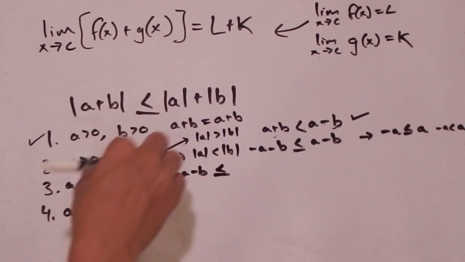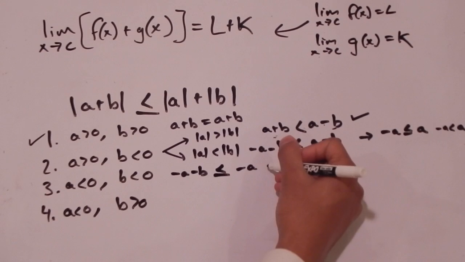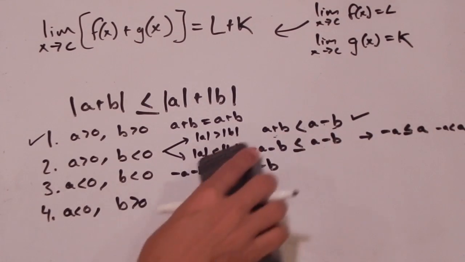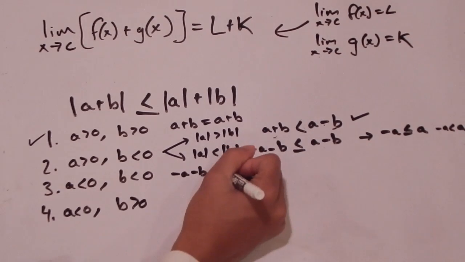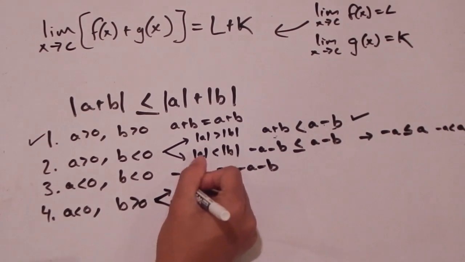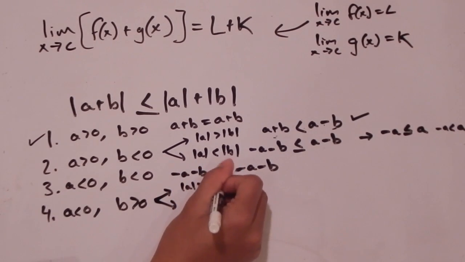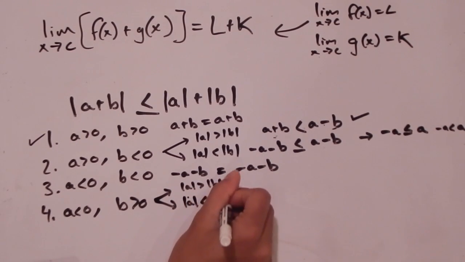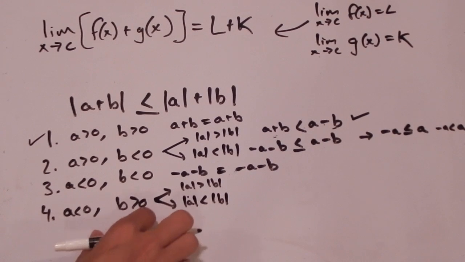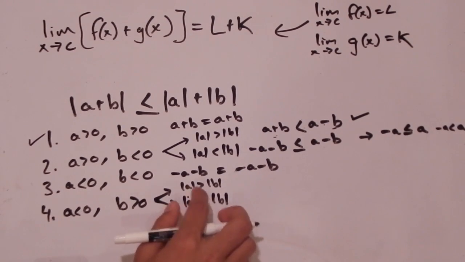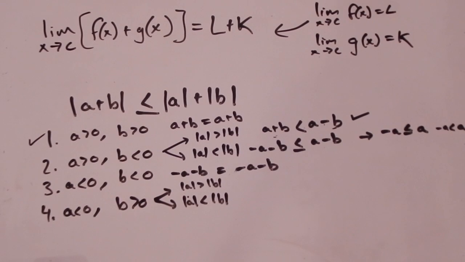Well, the absolute value of a when a is negative will be negative a, and the absolute value of b will be negative b. So obviously these two things are equal, so our inequality still holds. And now we can split this into two cases again: when the absolute value of a is greater than the absolute value of b, and when the absolute value of a is less than the absolute value of b. And when we look at this, a is less than 0, b is greater than 0. So when the absolute value of a is greater than the absolute value of b, a plus b will be a negative term.